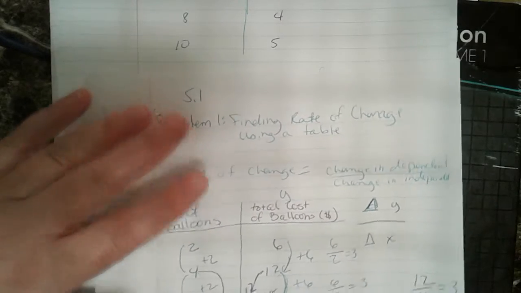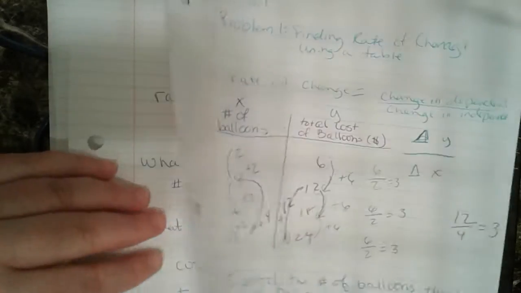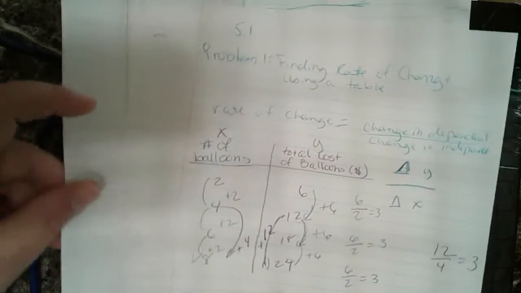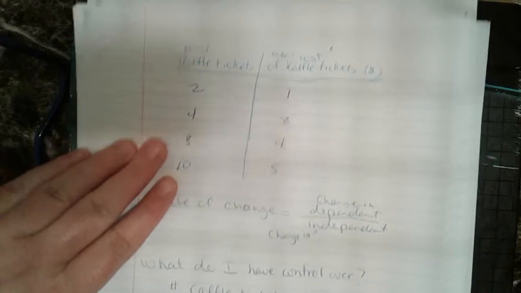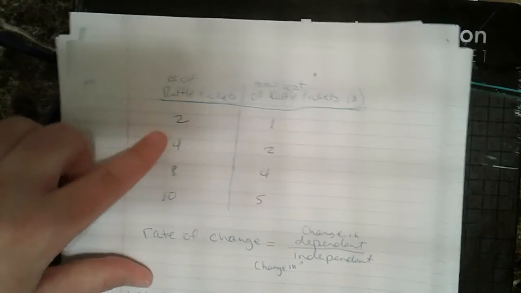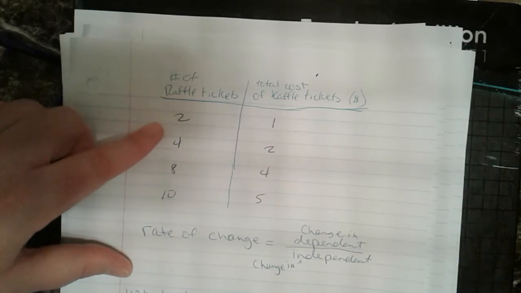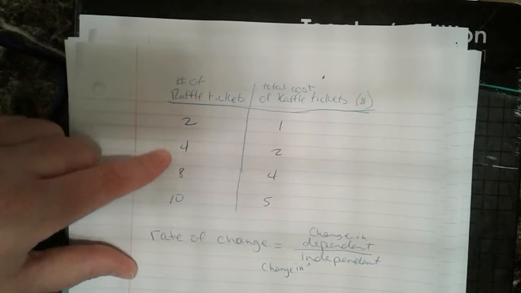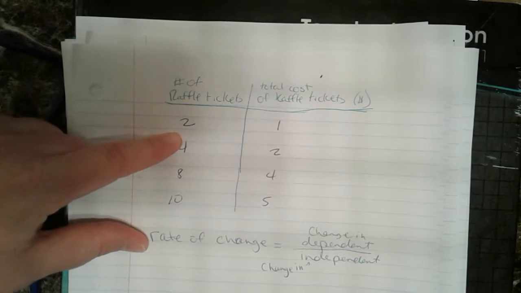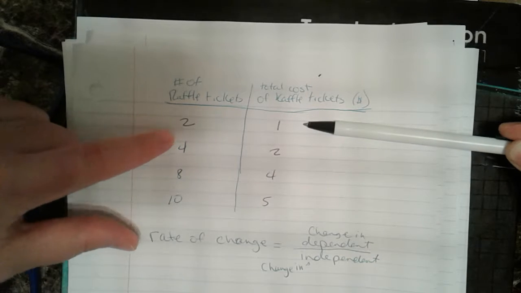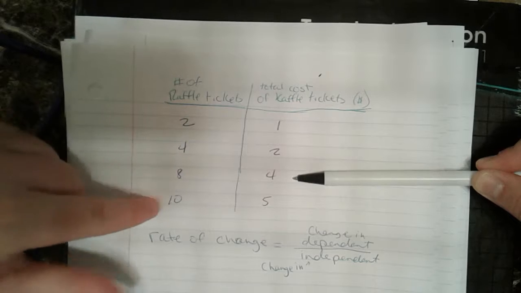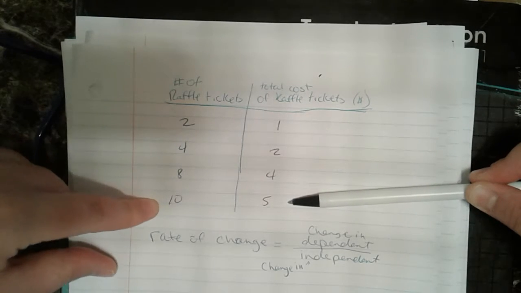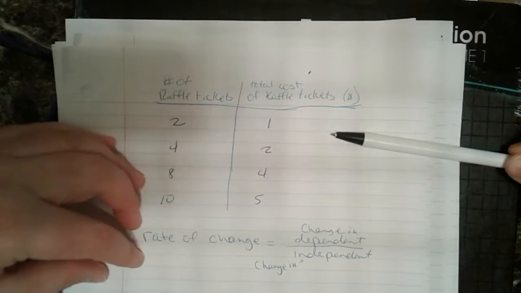Okay, so you guys try out this one. Oops, hang on. Nope, let's do this one. So we got the number of raffle tickets, and then we also have the total cost of raffle tickets. So my table is: 2 raffle tickets cost $1, 4 raffle tickets cost $2, 8 raffle tickets cost $4, 10 raffle tickets cost $5. And we're again asked to find the rate of change.